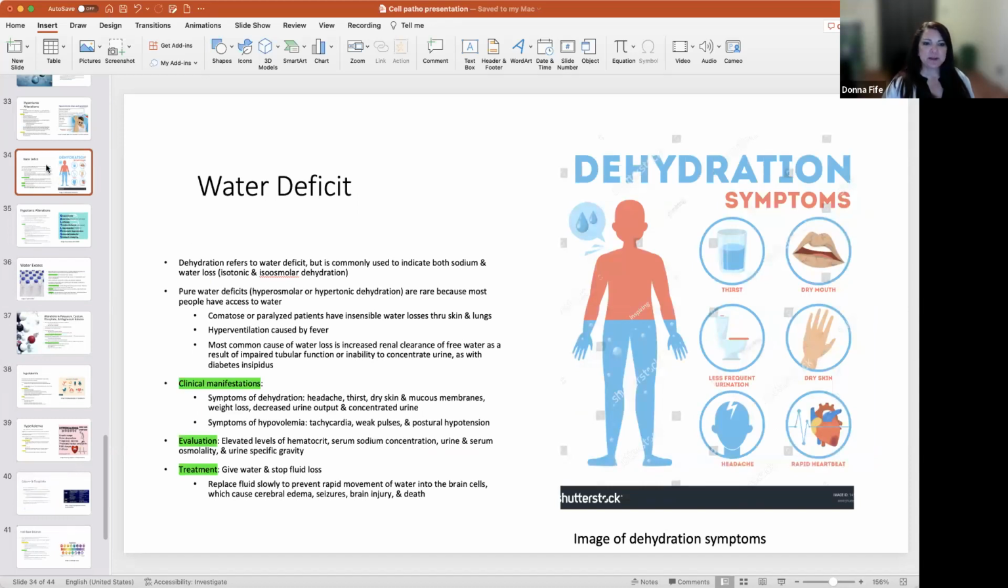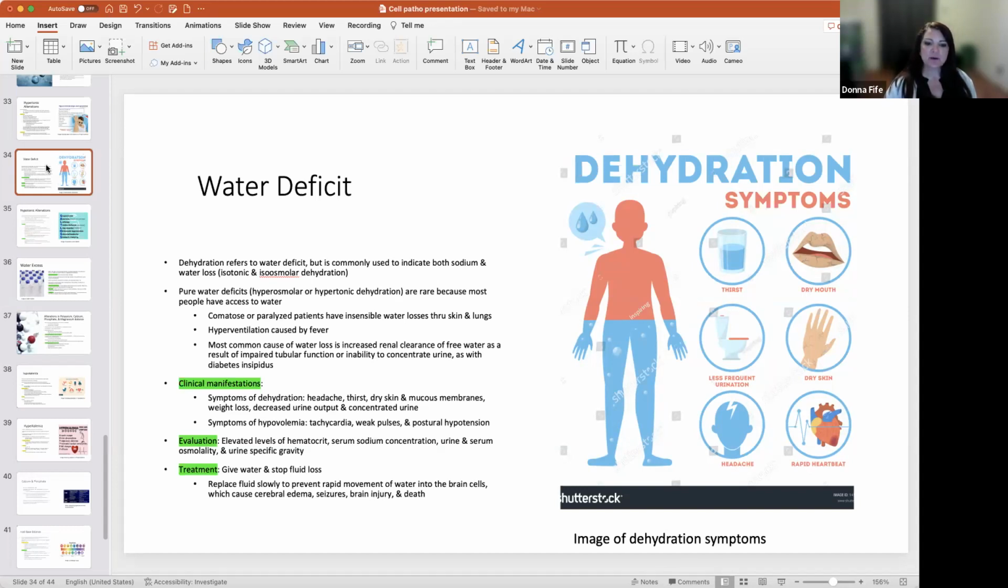Water deficit. Dehydration refers to water deficit, but is commonly used to indicate both sodium and water loss, isotonic or isoosmolar dehydration. Pure water deficits, hyperosmolar or hypertonic dehydration, are rare because most people have access to water. Patients at risk for this are comatose or paralyzed patients who have insensible water losses through their skin and lungs. Hyperventilation caused by fever can also cause this.